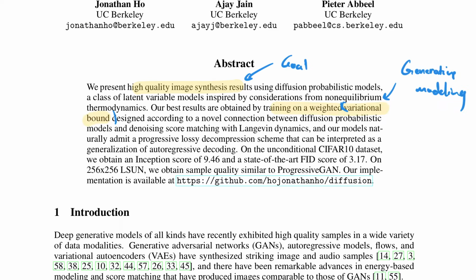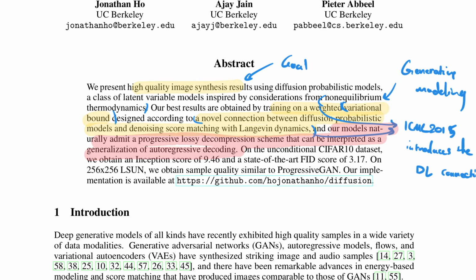The paper first starts by talking about its goal, which is high-quality image synthesis, and quality in this case means basically the image being semantically adequate so that when you look at it, you feel like it's a real image. And the way it is done is via generative modeling of this distribution. It does have a focus on non-equilibrium thermodynamics and its connection with the deep learning, and it's going to show a novel connection between the diffusion probabilistic models or diffusion models and denoising score matching, with the Langevin dynamics.